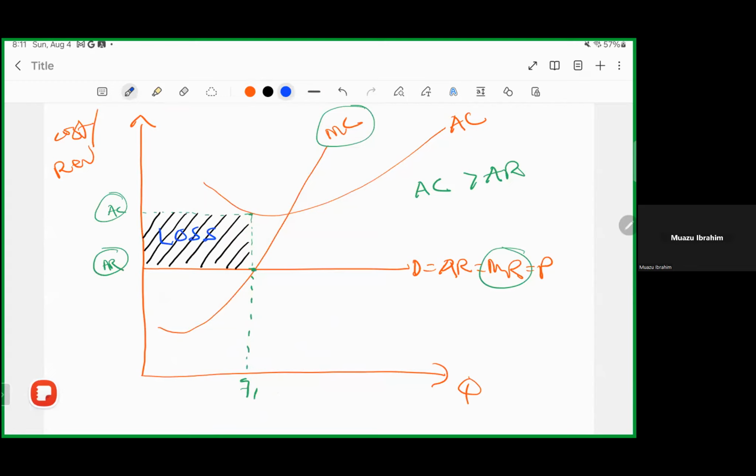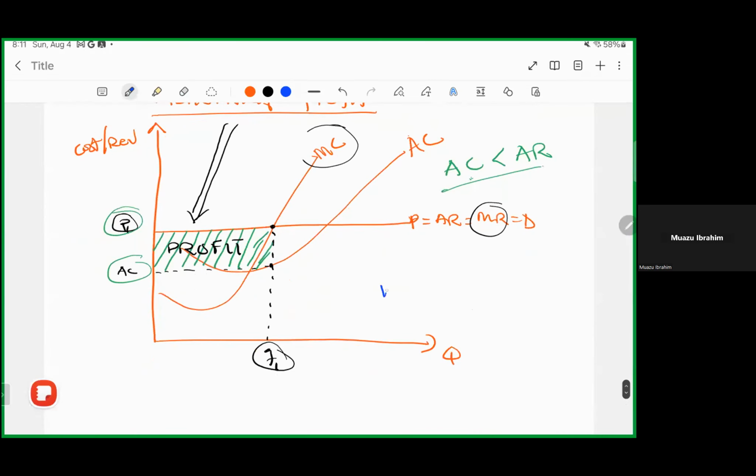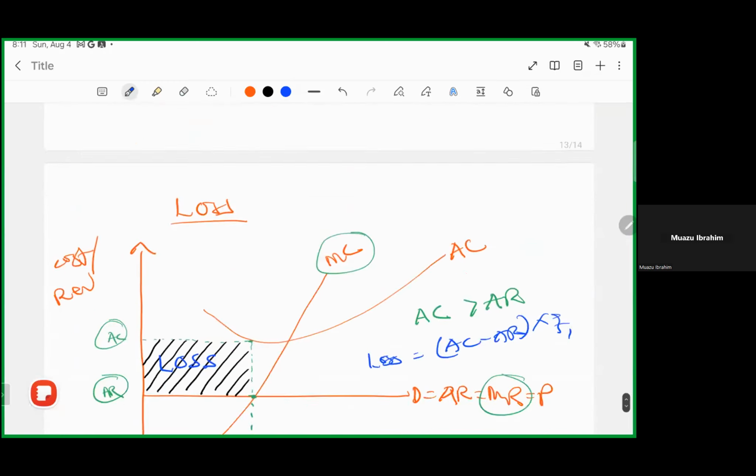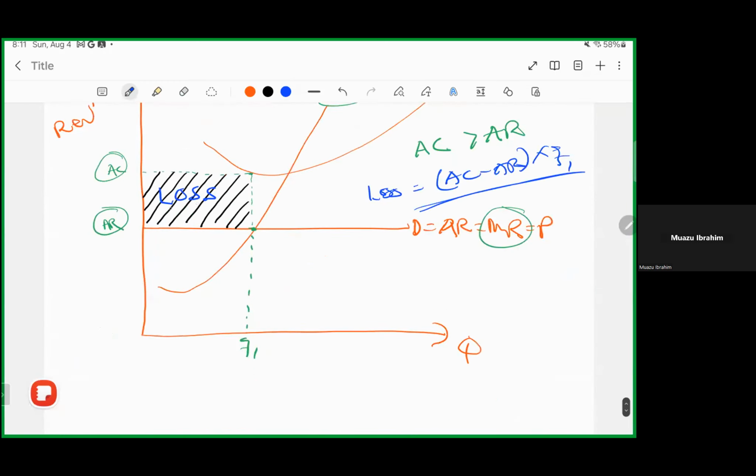And you can quantify it. That loss would be the average cost minus average revenue, times quantity. And here, the profits that we are making will be average revenue minus average cost, times quantity, which will give you the value for the shaded area in green. And here will also give you the value for the shaded area in black.